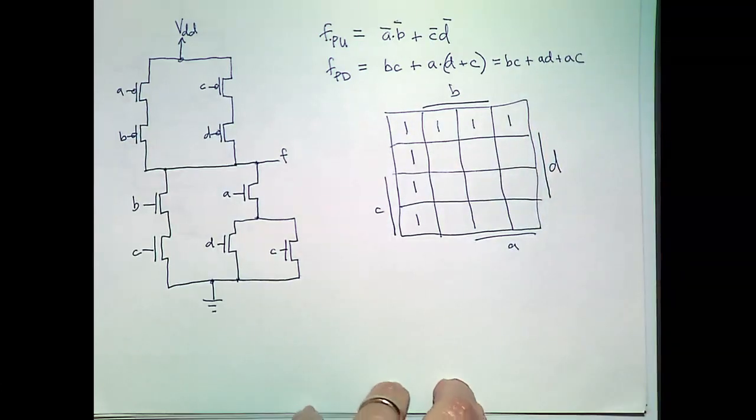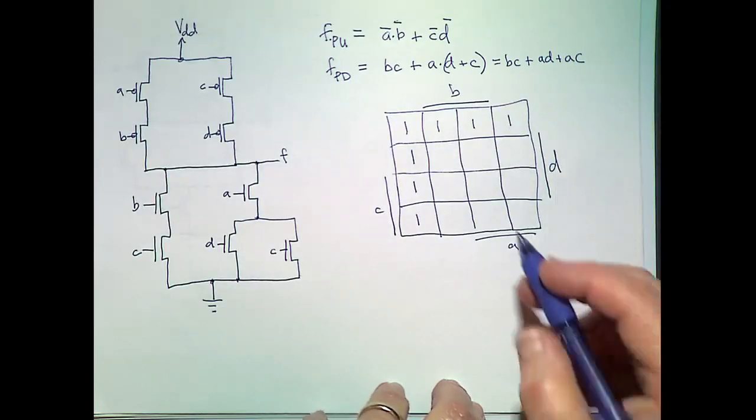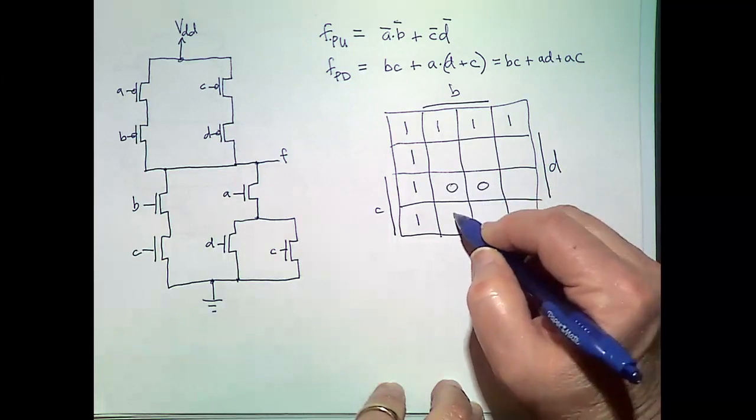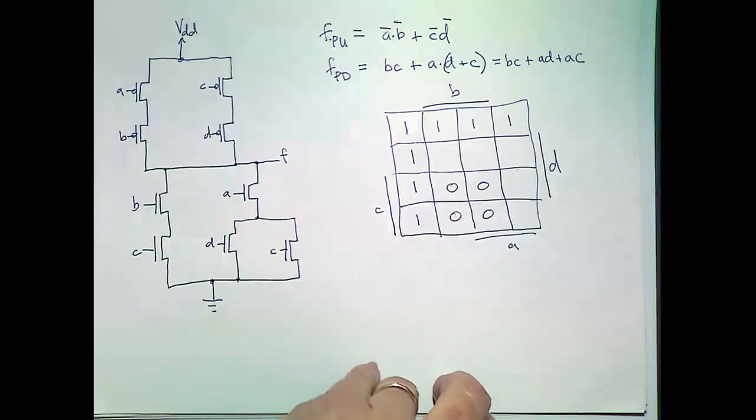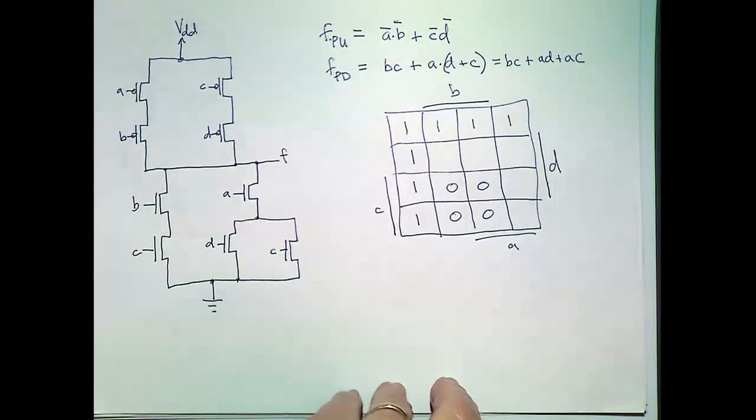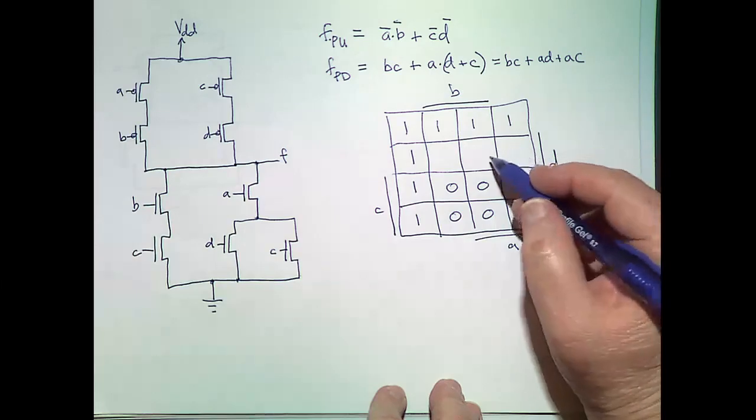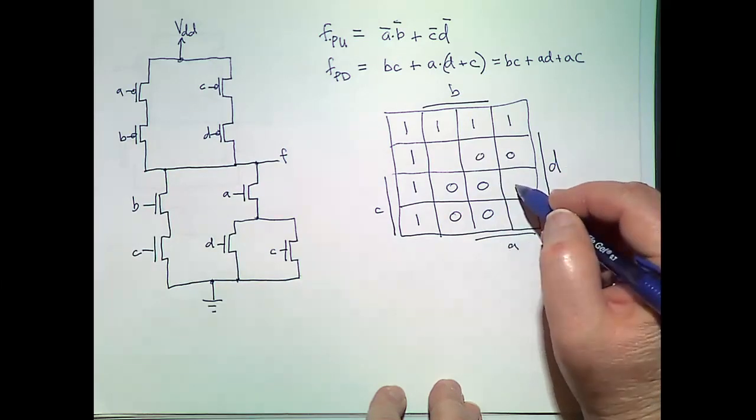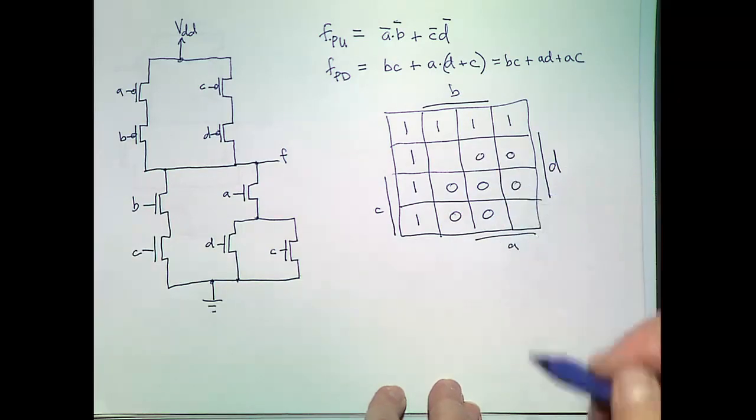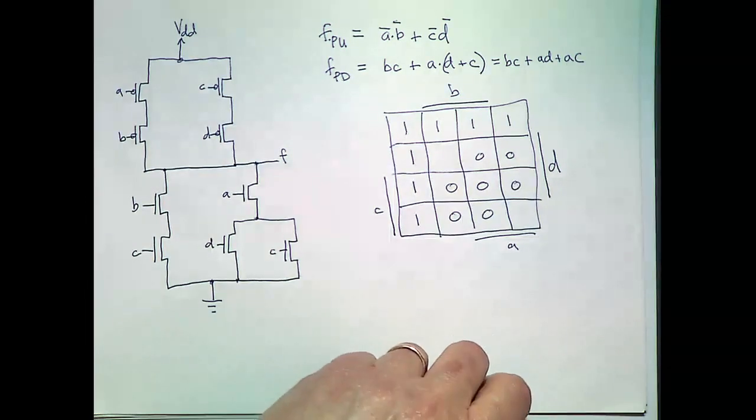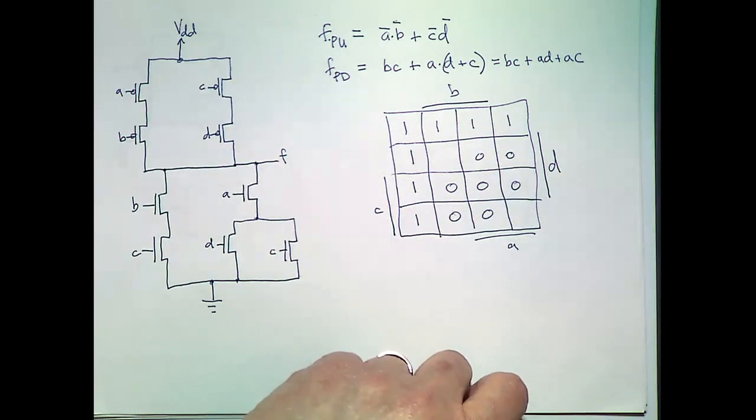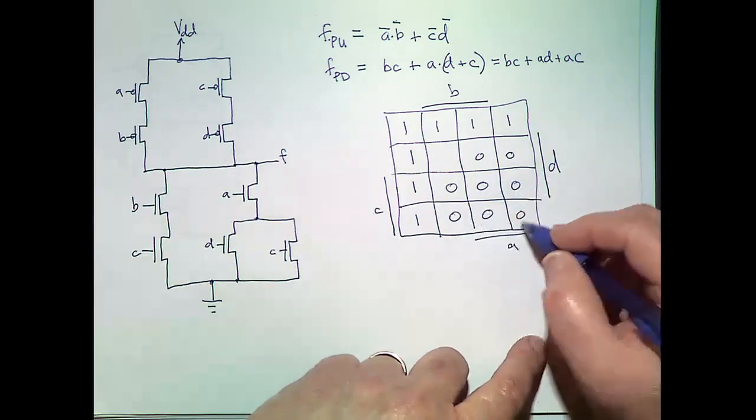Okay, so where is BC? That's that bottom middle 4. Okay, so these four, right? Yes. So we're going to get a 0. We're going to get a connection to ground there. Okay, AD is the right middle 2 by 2. Okay. All right, and AC is that bottom right, these four, right?